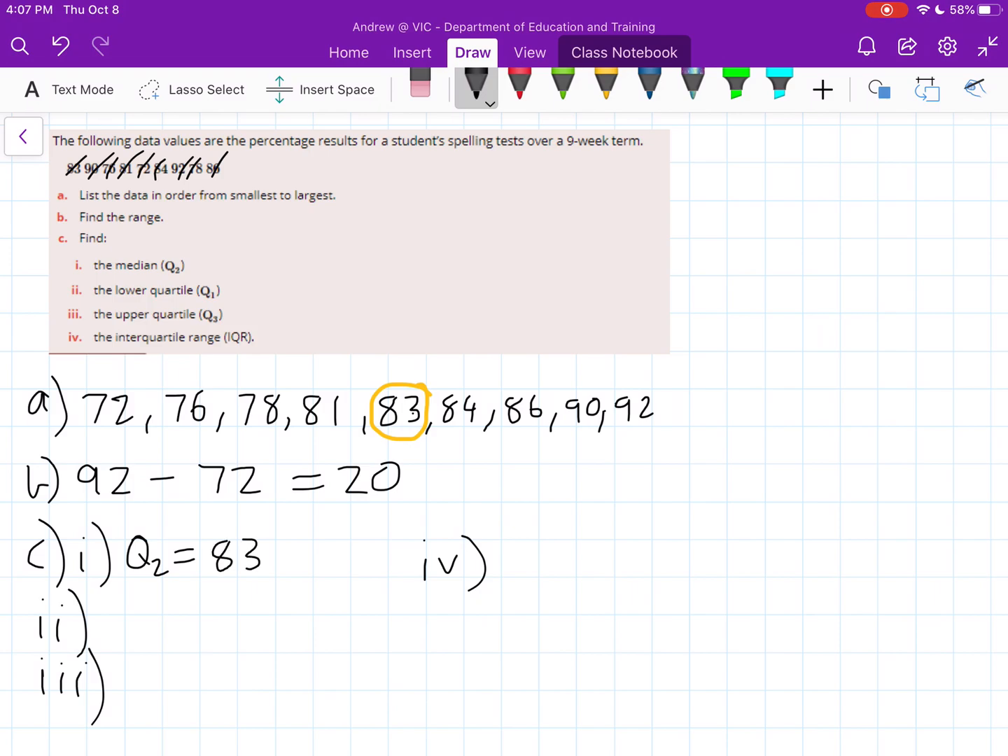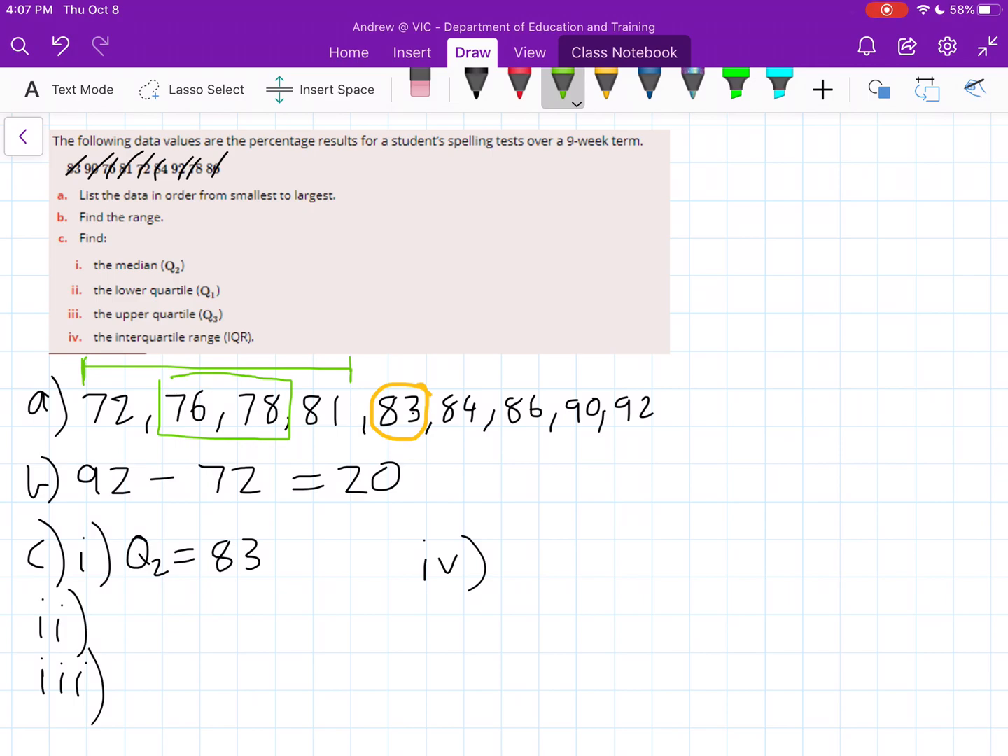And now we need to find the lower quartile and the upper quartile of our data. First we're doing the lower quartile, so that's whatever is below the median. I'll do this in green. That's looking over this data here before the median, and we need to find the middle of this data. Hopefully you'll realize that we've got 2 middle numbers here, 76 and 78.